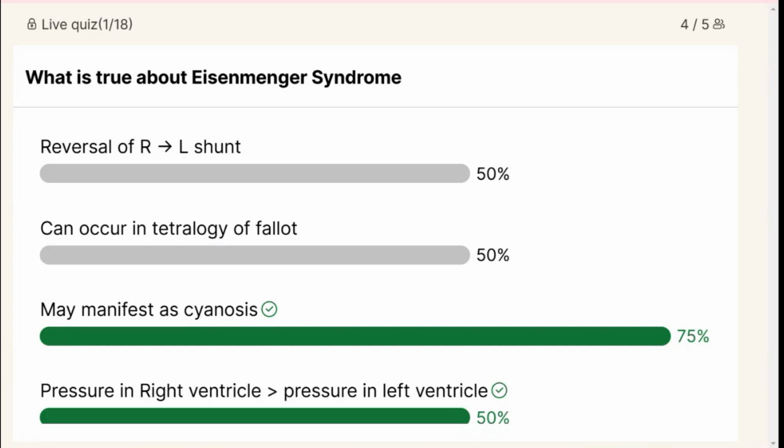As for cyanosis, yes, that's true, because of the right to left shunt, you're mixing the deoxygenated blood from the right ventricle with the left ventricle, which is going to go to the rest of the body. And pressure in the right ventricle greater than the left ventricle, that's true as well, because that is the mechanism of the shunt reversal. Does anyone have any questions? Okay, if not, I think we can go to the next question.